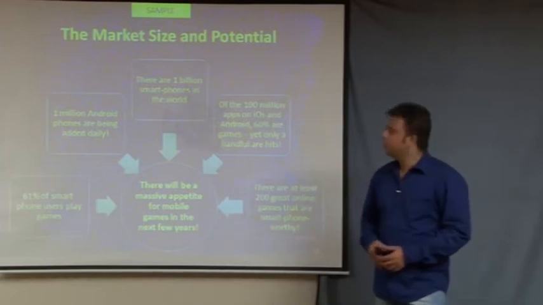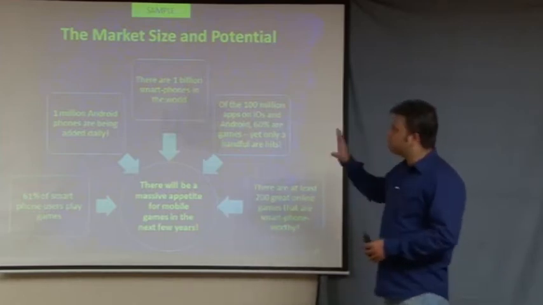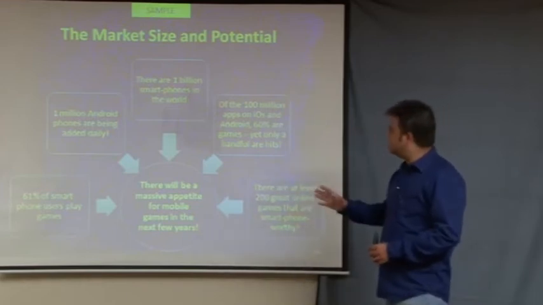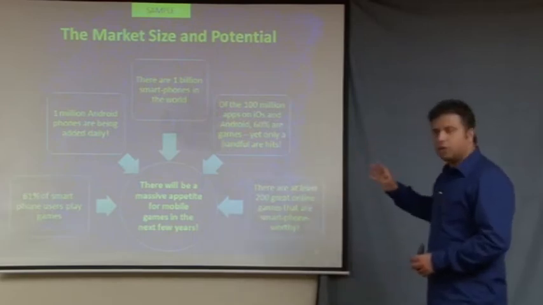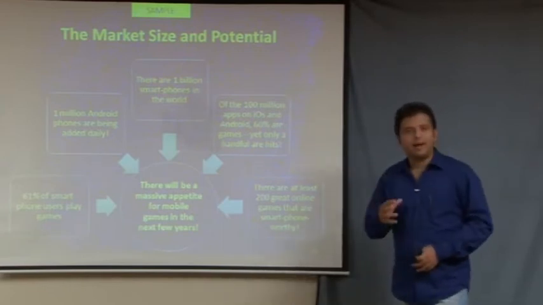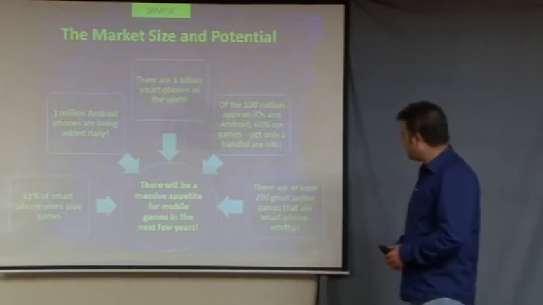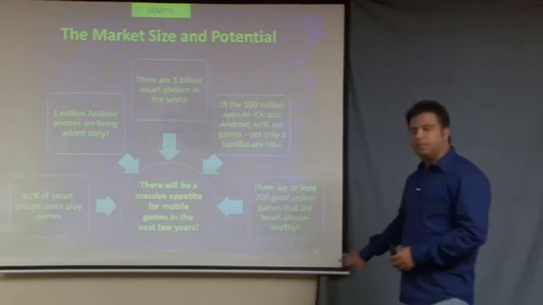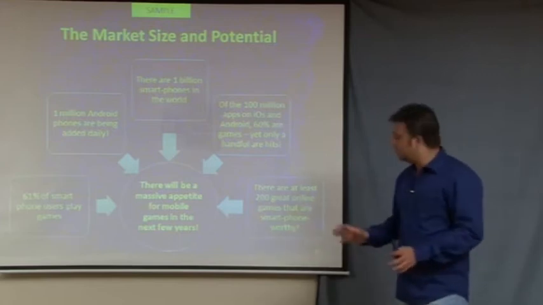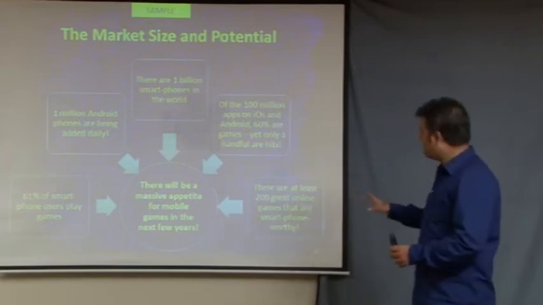That's a significant number. There are 1 billion smartphones in the world, so you already have 1 billion people using smartphones. Apart from that, 1 million Android phones are being added daily. Of the 100 million apps on iOS and Android, 60% are games, yet only a handful of these are hits. And there are at least 200 great online games that are smartphone worthy. Now this could be their own individual research, that out of all the available games, they feel that 200 games are great games to be converted and made hits on smartphones.